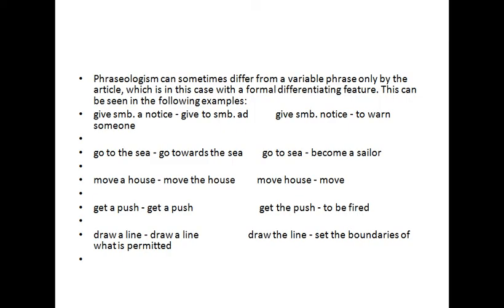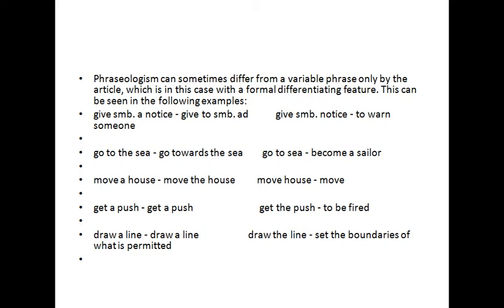Phraseologisms, or phraseological units, we can call them, can sometimes differ from a variable phrase only by the article. You can see in these examples: give somebody a notice, the direct meaning is give somebody a notice, and phraseological meaning, give somebody notice, it means to warn somebody. Or go to the sea, go towards the sea, and go to sea without article, it means become a sailor. Move a house, it means to move the house, двигать дом, and phraseological meaning, move house, it means переезжать.